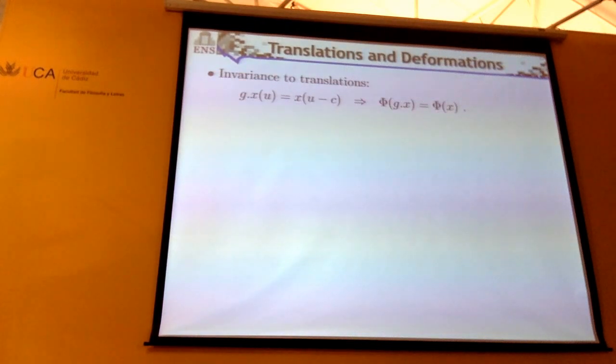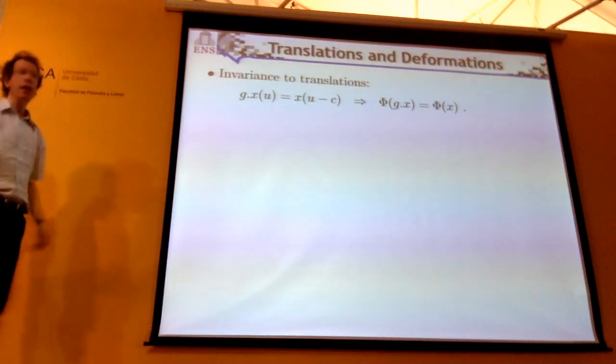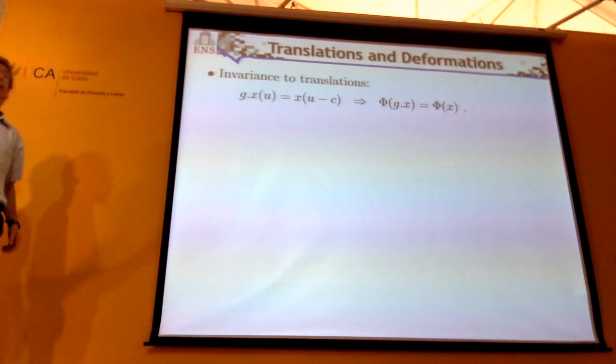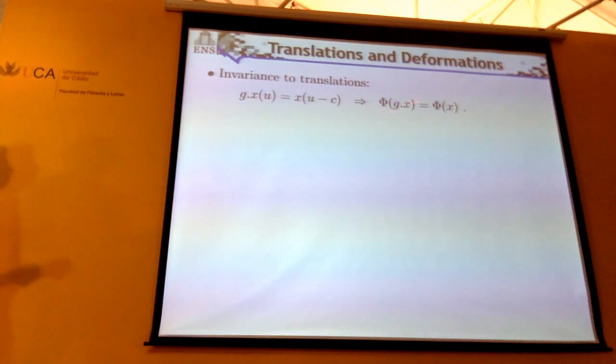The question is how to do that. And what I'm going to show is that you can do that with a deep network. In fact, if you want to do that, you are naturally led to a deep network architecture. Okay, so the two properties that I'm going to impose: translation, you want to be completely invariant to translation, or at least locally. So that means that if x is translated, phi of x translated should be the same as phi of x.